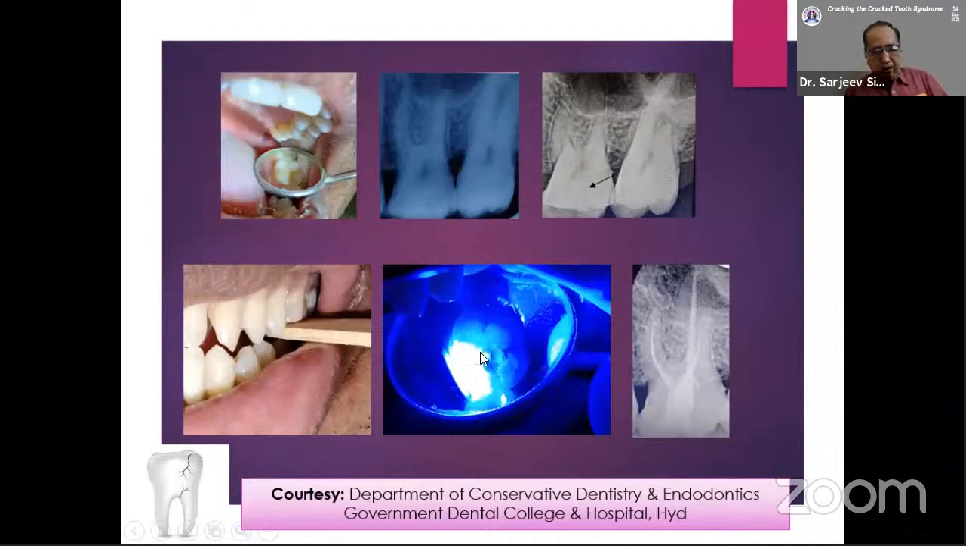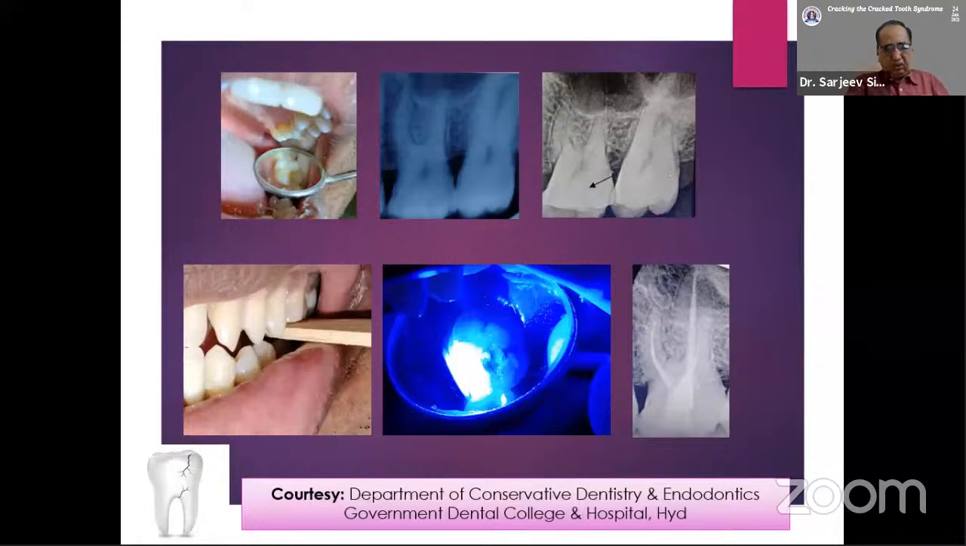The tooth got illuminated only on half of the tooth. Then we suspected, and on doing pulpal testing, we found that the tooth was going to the stage of irreversible pulpitis. Then we did a root canal. The root canal was finished yesterday.